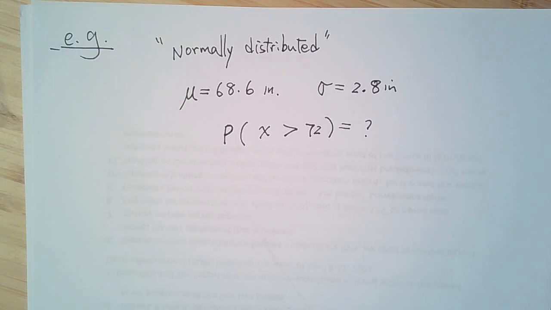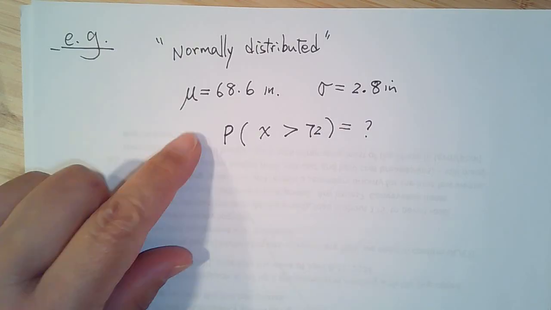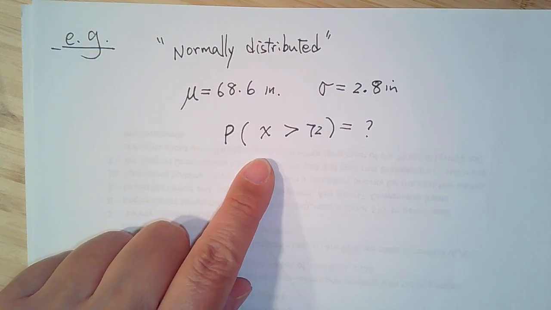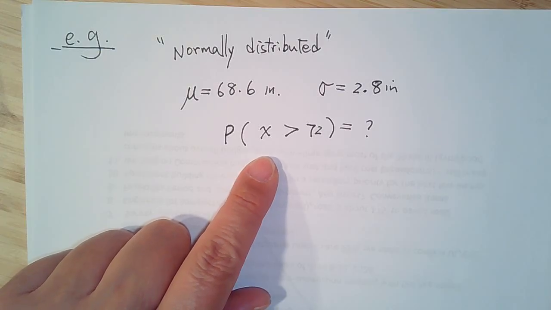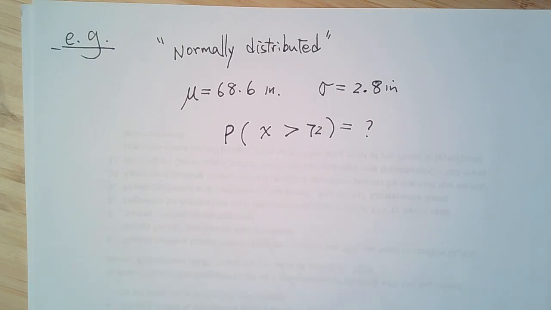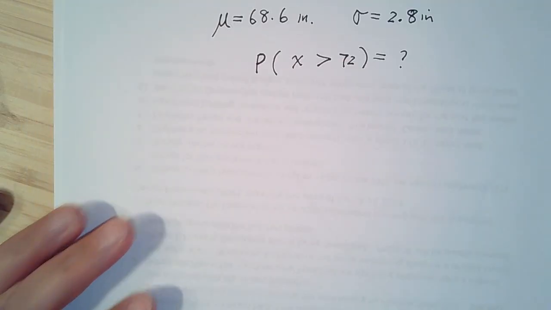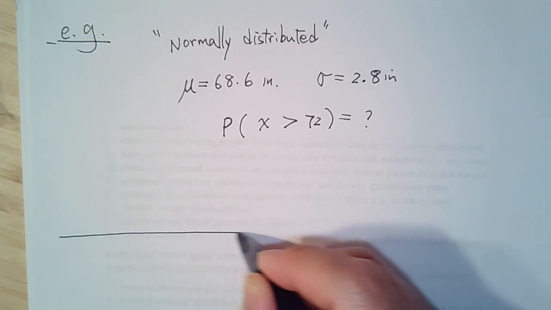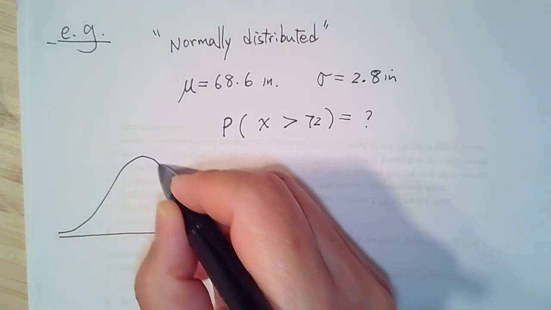Heights of men, normally distributed, very good. We have a normal distribution with the mean and standard deviation given. We ask for the probability that a randomly selected man has a height greater than 72, or what percentage of men are taller than 72. So now I keep this here and I'm going to draw the curve. Again, the good thing is you only need to draw one curve.